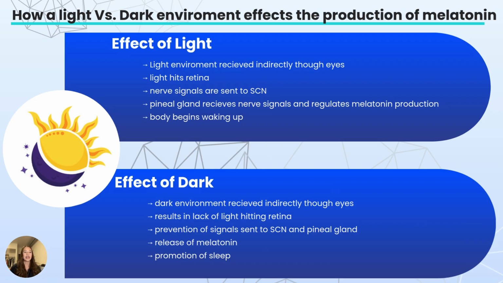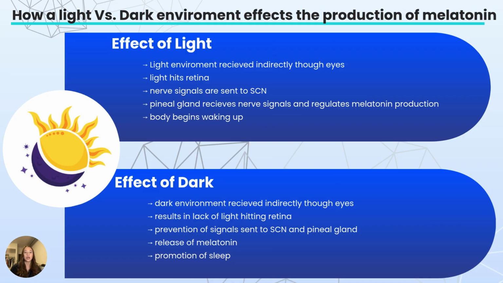So, how a light and dark environment affects the production of melatonin. If there is a light environment, that light environment is received indirectly through the eyes. The light hits the retina, the nerve signals are sent to the SCN, and then the pineal gland receives those nerve signals and regulates melatonin production, and your body begins waking up.